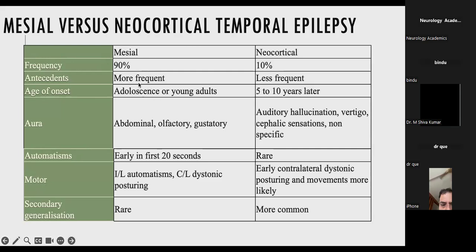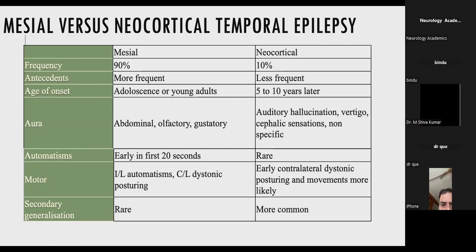Patients with mesial temporal lobe epilepsy have more frequent antecedents like febrile seizures in the neonatal or early childhood period. And these antecedents are less frequent in neocortical. The age of onset is earlier in mesial compared to the neocortical, seen among adolescents and young adult patients. And the presentation is 5 to 10 years later in neocortical when compared to the mesial.